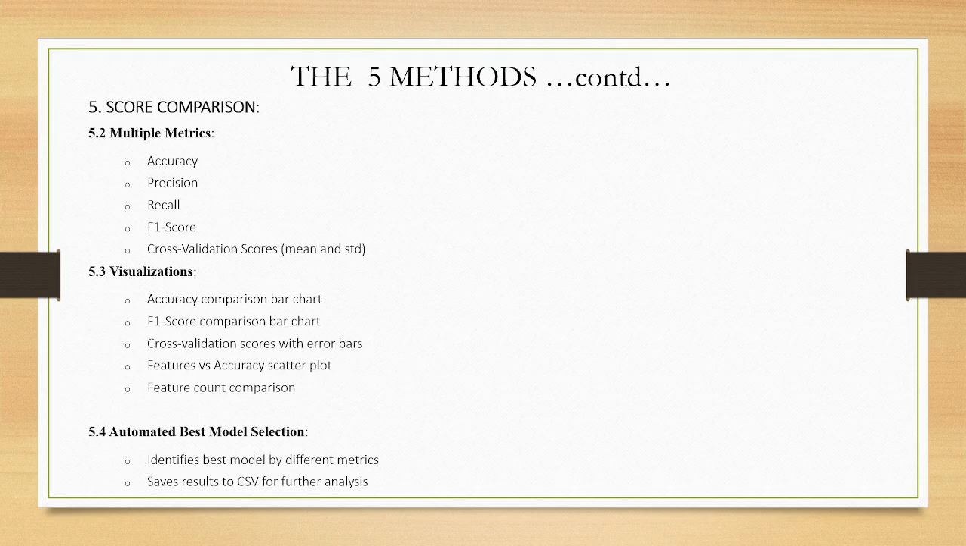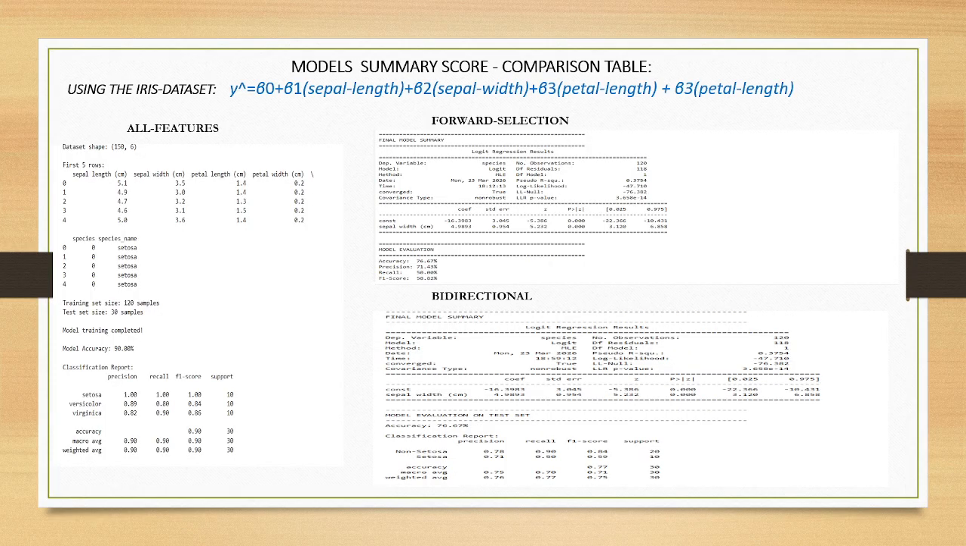Then number two could be multiple metrics. A number of metrics are involved: accuracy, precision, recall, F1 score, and cross-validation scores as well, covering mean and standard deviation, like the previous multiple methods. It can also be in terms of visualizations, which could be in the form of bar charts, F1 score charts, cross-validation scores, feature and accuracy scatter plots, and feature count comparisons. It could also be an automated best model selection, which identifies the models by different metrics, and then you save the CSV files for further analysis.